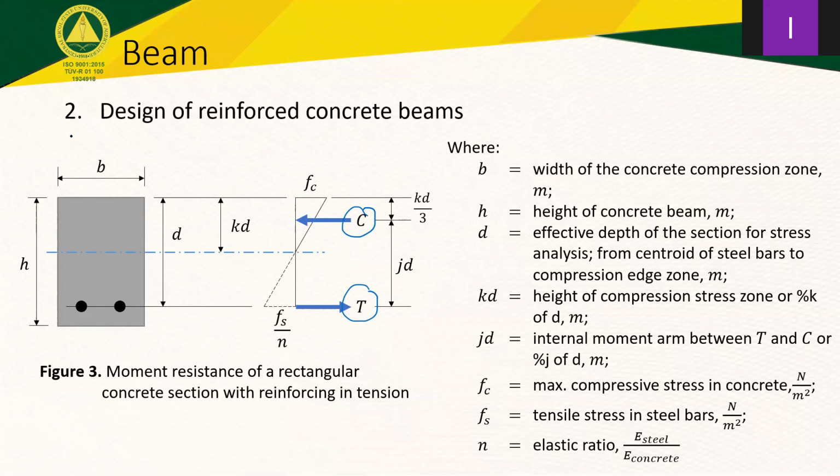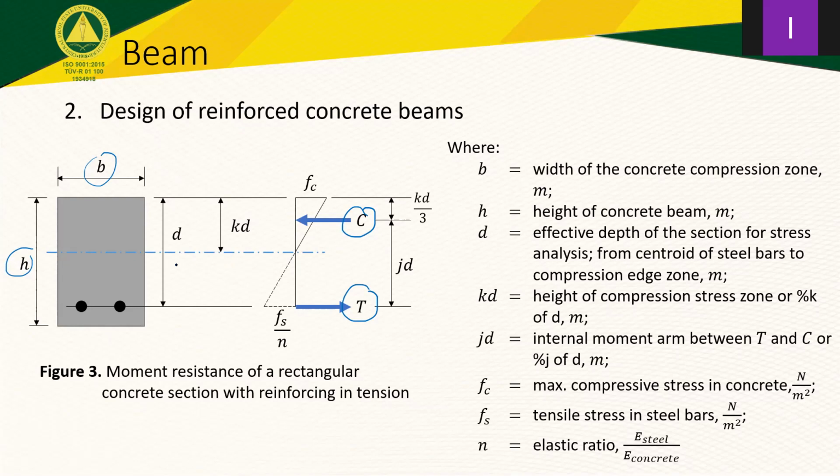Remember in the computation of the moment of inertia, we have B and H as important parameters. It's very much the same here. B is the width of the concrete, and H is the height. We have a dimension D that represents the distance of the reinforcing steel to the top portion of the beam. And kd is the compression zone.